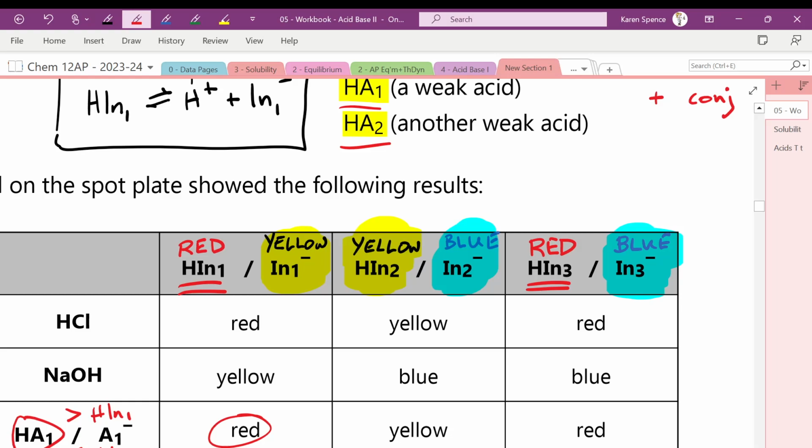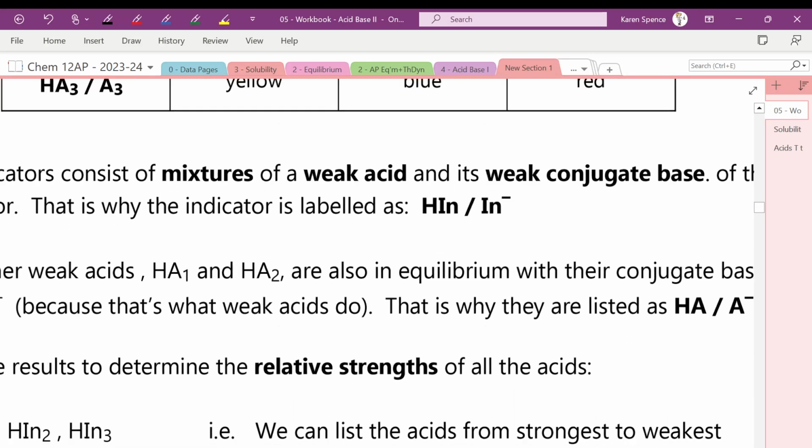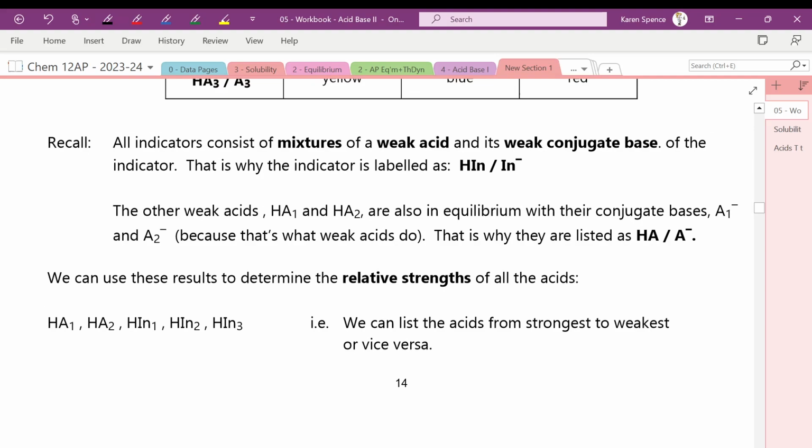Okay? So we're going to say that HA1 is stronger than HIN1. Does it make sense to put it this way? Yes? No? Okay. Never mind. We're going to come back to this later. You know what? We got places to write things.